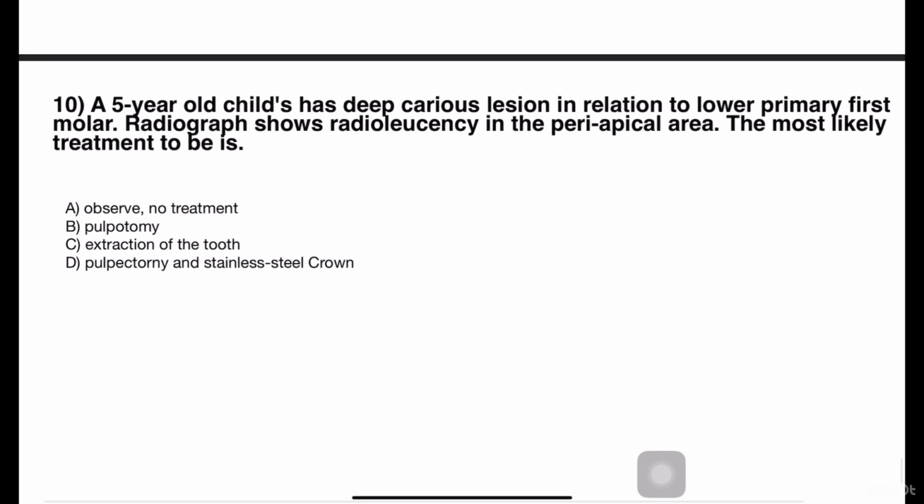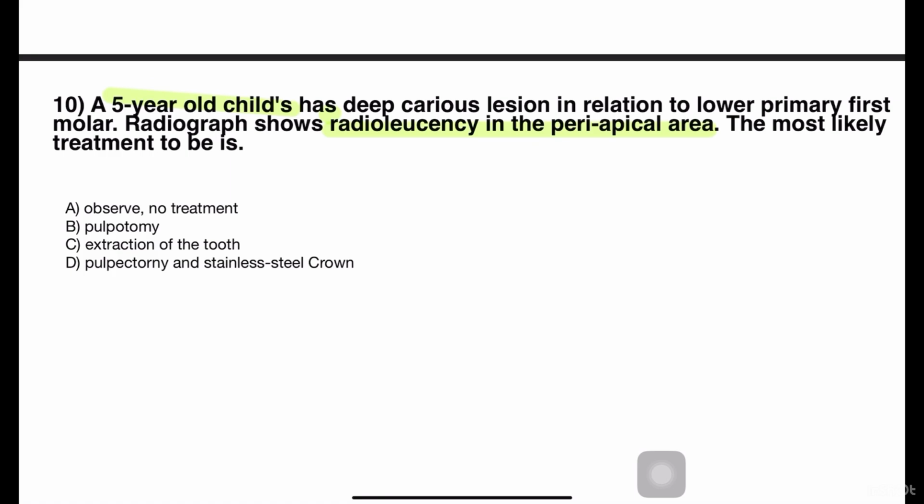Next question and last one. A 5-year-old child has a deep carious lesion in relation to the lower primary first molar. The radiograph shows radiolucency in the periapical area. The most likely treatment is: observe, no treatment; pulpotomy; extraction of the tooth; or pulpectomy and stainless steel crown. Now here it is given that a 5-year-old child has a deep carious lesion in the lower primary first molar, and radiolucency is seen in the periapical area.